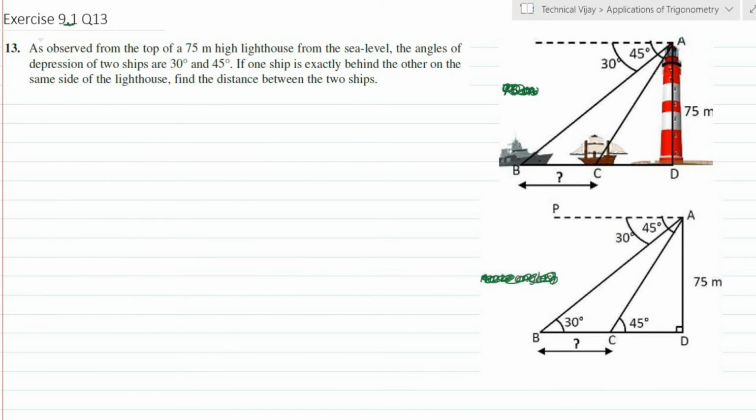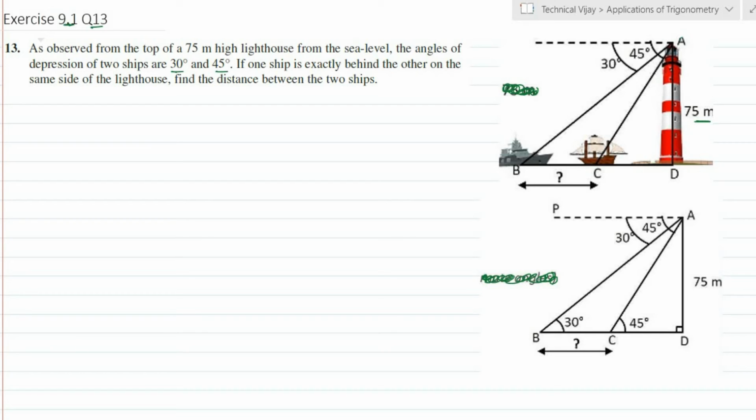Exercise 9.1, question number 13. As observed from the top of a 75 meter high lighthouse from the sea level, the angles of depression of two ships are 30 degrees and 45 degrees. See, this is a lighthouse which has 75 meter height. From this it has been seen that one angle of depression is 45 degrees and one is 30 degrees. The angle of depression is always measured from the horizontal.